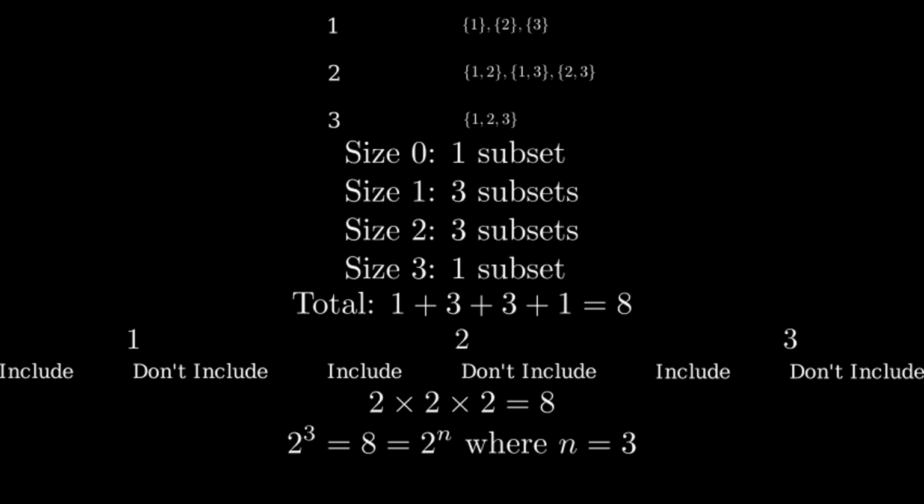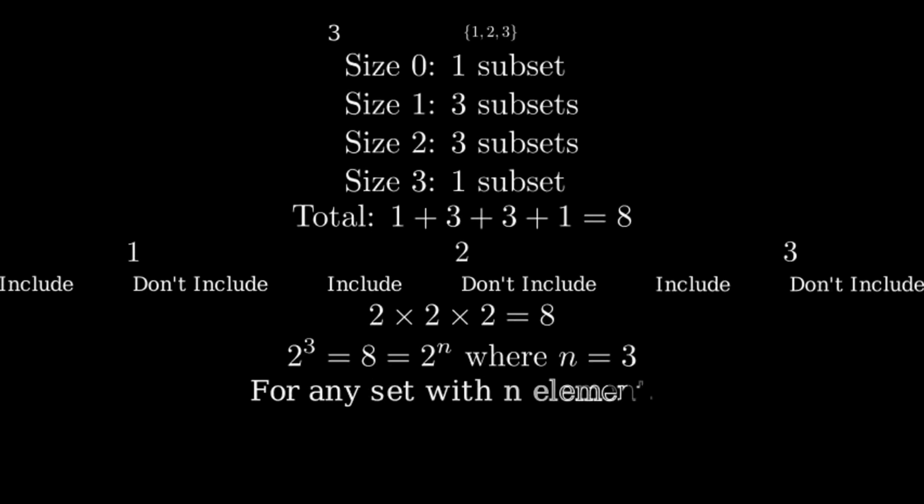This pattern holds true for any set with n elements. For a set with n elements, each element has 2 choices, and we multiply 2 by itself n times, giving us 2 to the n elements in the power set.